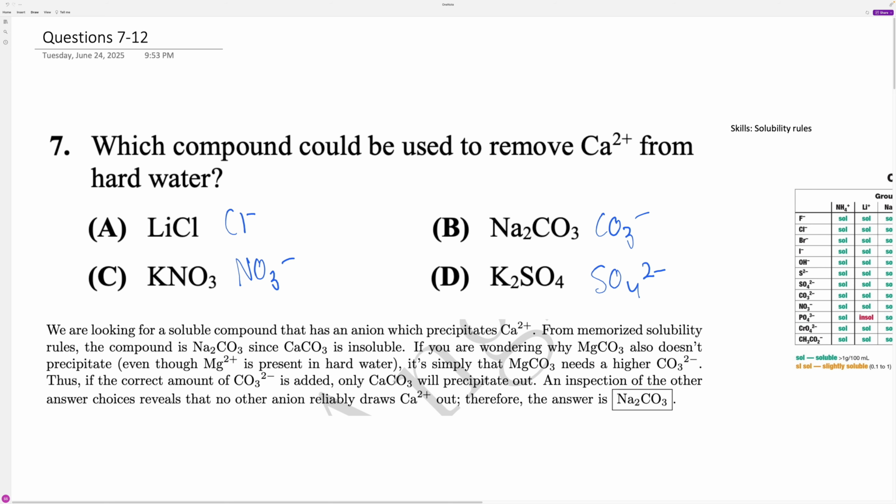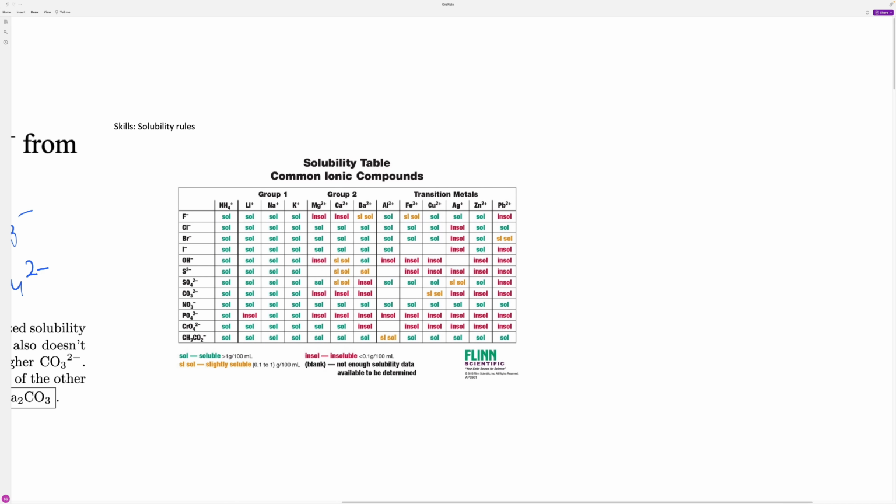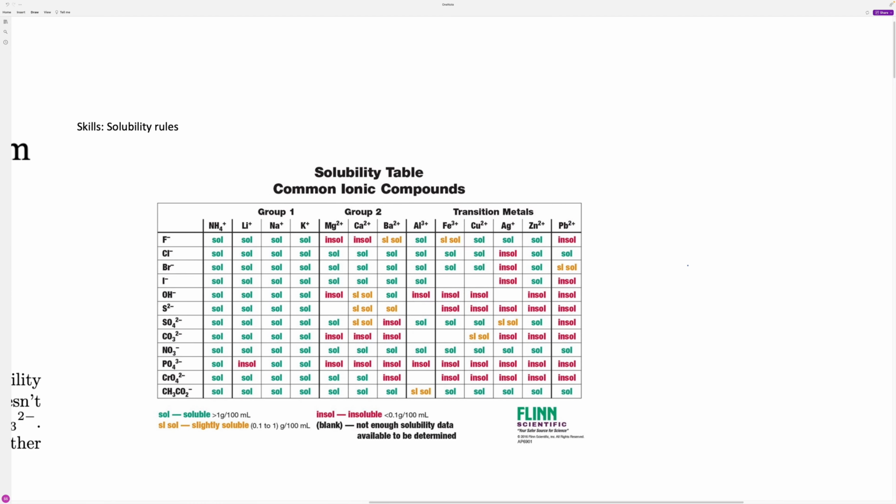So for this problem you need to use your memorized solubility rules. However, I've laid it out on the right. You should definitely commit this to your memory for the actual exam in order to do it well. So let's look at the compounds formed. We see that calcium chloride is soluble, calcium sulfate is slightly soluble, calcium carbonate is insoluble, and calcium nitrate is soluble.